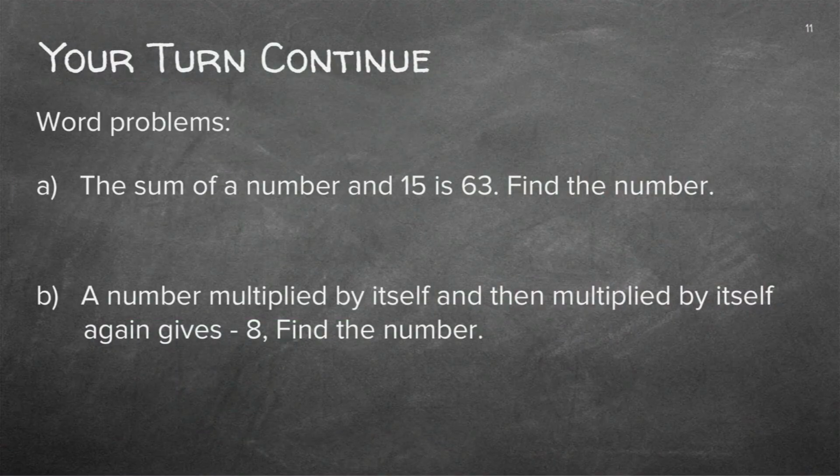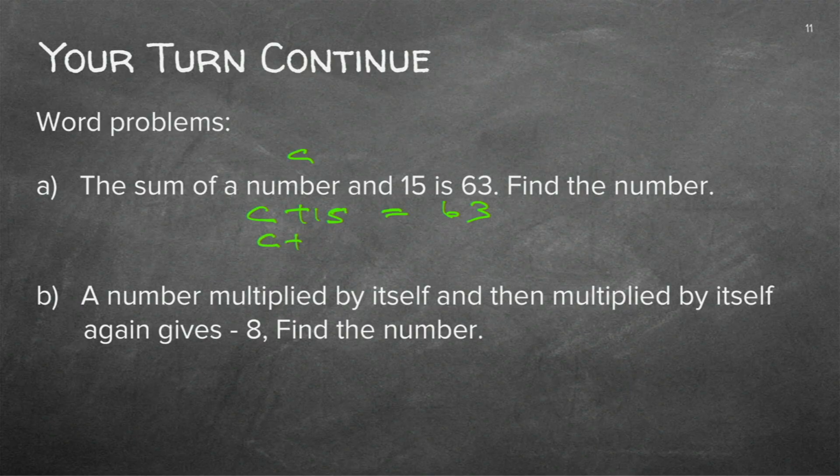Next: the sum of a number and 15 is 63. The sum of a number and 15. So what are we going to work with? Say c. So the sum of a number and 15 equals 63. So am I correct? The sum of a number, c, plus 15.